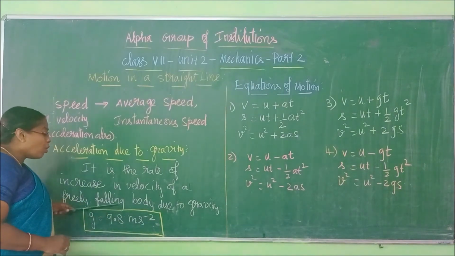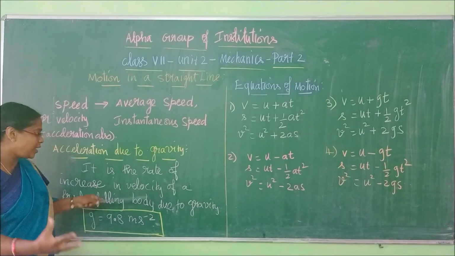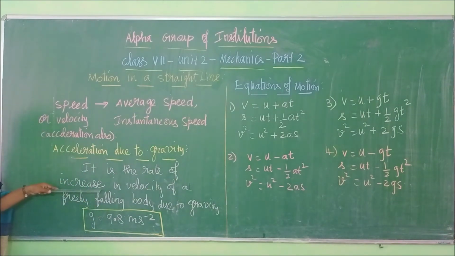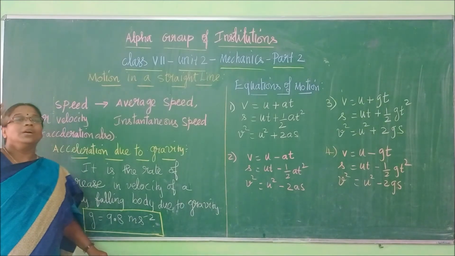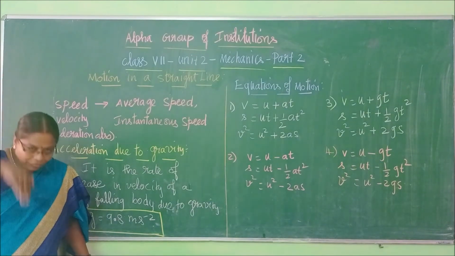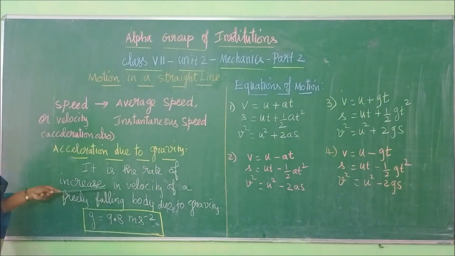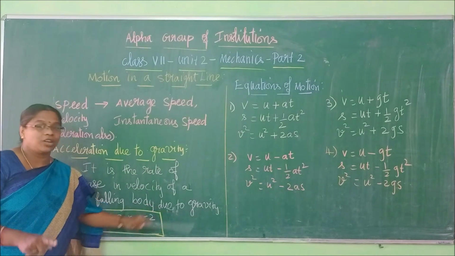See here, when a body is falling, what is its change in velocity? Generally, when a body is falling, its velocity will increase. In another case, if a body is moving up, its velocity will decrease. So here the consideration is a falling body, which is coming down, so its velocity will increase. What is the rate of increase in velocity when a body is falling down? That is due to the gravitational force.